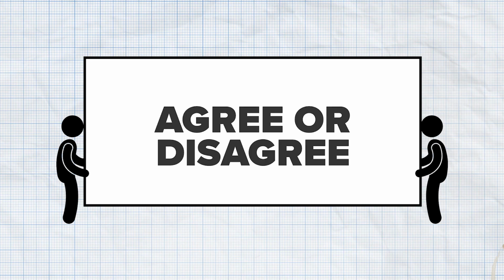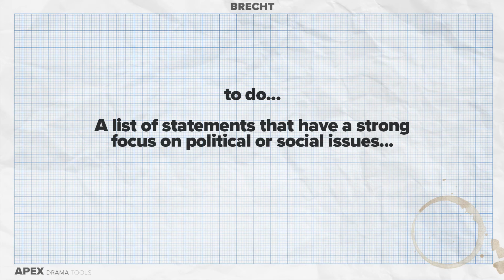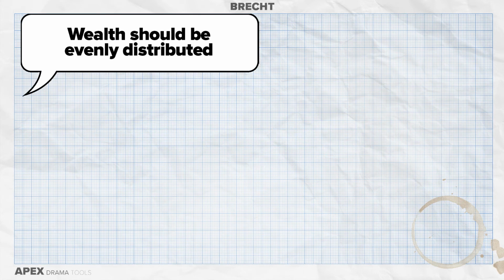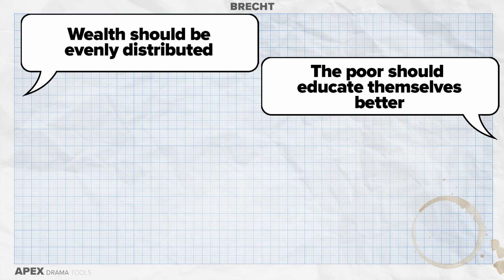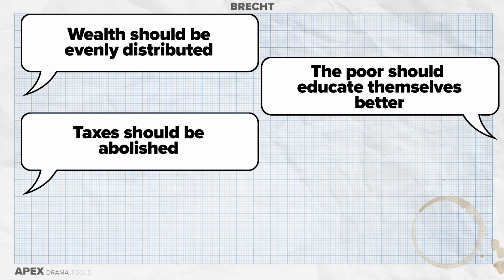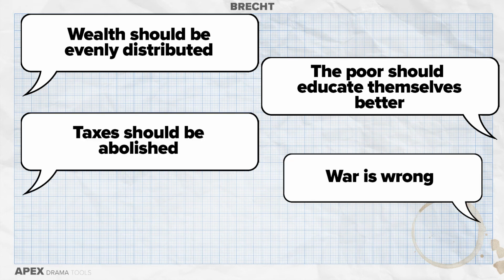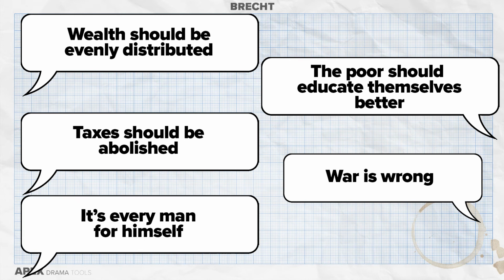Agree or disagree. This is slightly similar to the previous exercise. Assign the play's characters to members of the group so everyone has a character. Prepare a list of statements that have a strong focus on political or social issues. Wealth should be evenly distributed. The poor should educate themselves better. Taxes should be abolished. War is wrong. It's every man for himself, and so on.